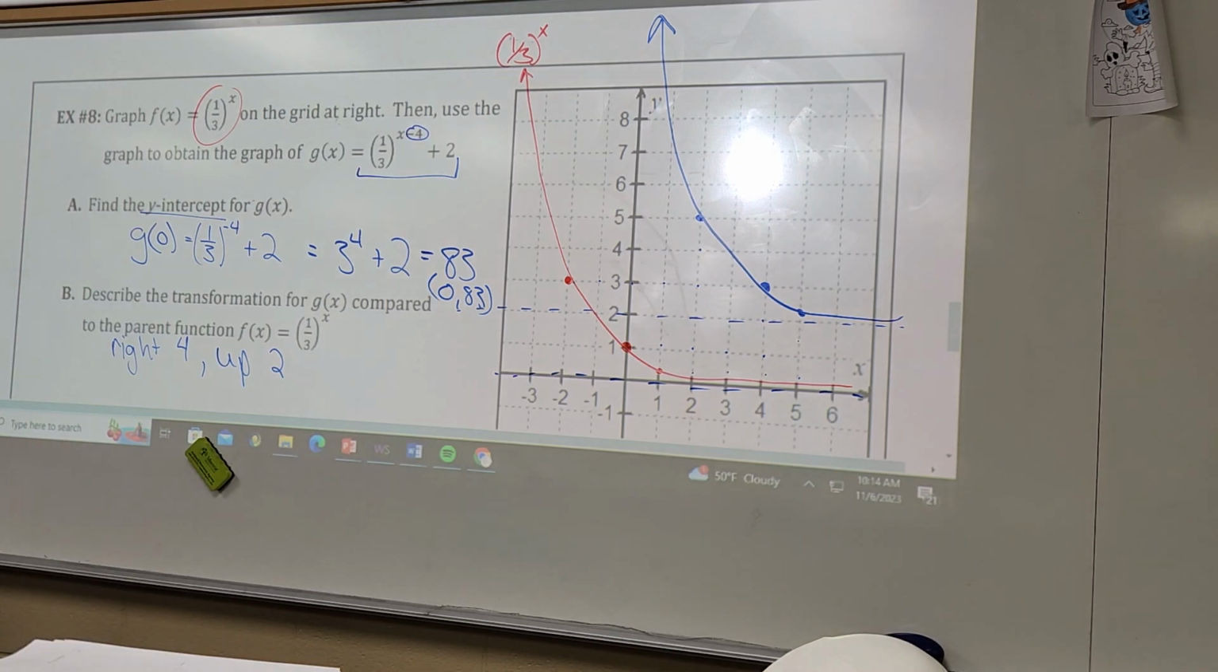There we go. How do you guys feel about that? Is that process going to be the same with parabolas or rational functions or anything? Yeah, certainly.